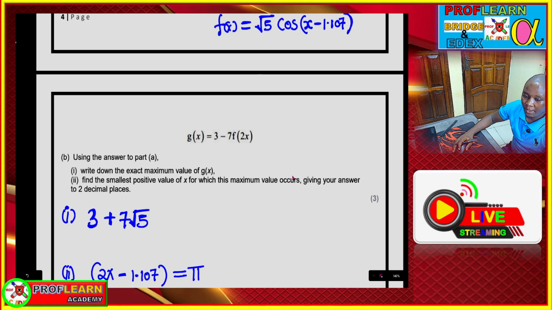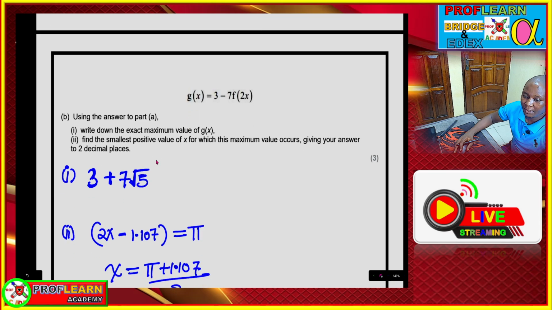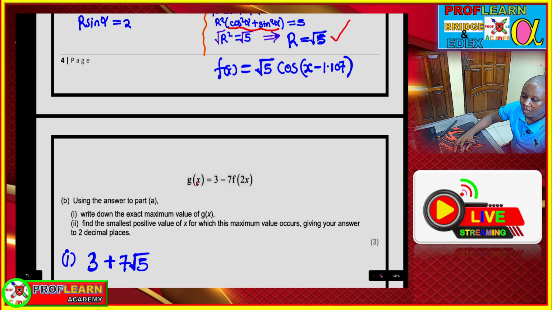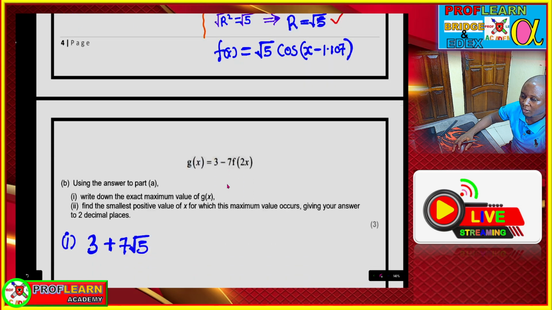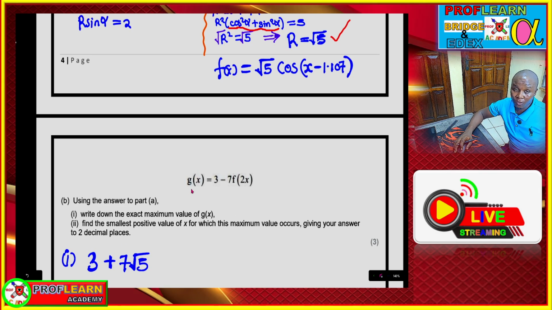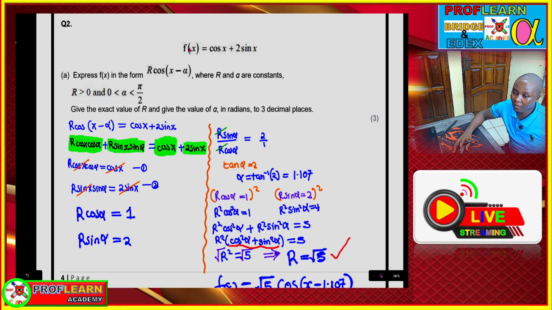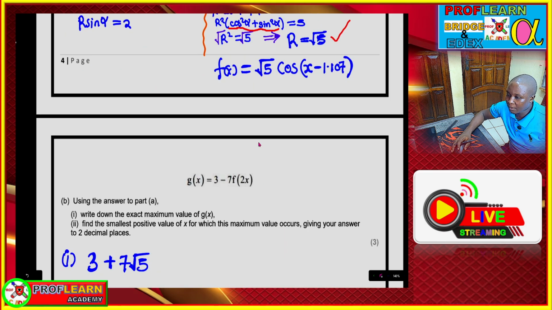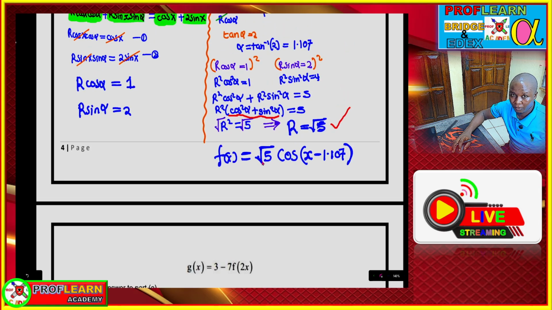Now the next part is use your answer in A. Write down the exact maximum of g of x. Remember, when we are talking about maximum, the maximum of g of x is obtained from f of 2x. f of x was this. So the maximum value of f of x is root 5.